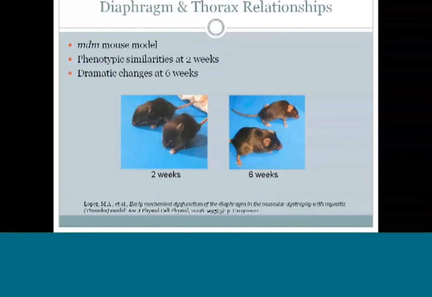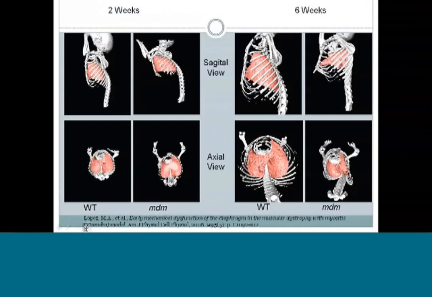to the wild type. The next slide shows 3D reconstructive images. On the left side, it's the 2-week age, comparing both the wild type and the MDM model. And no significant difference is noted in the cross-section of the diaphragm, although the spine may appear to be a little more curved in the affected model.